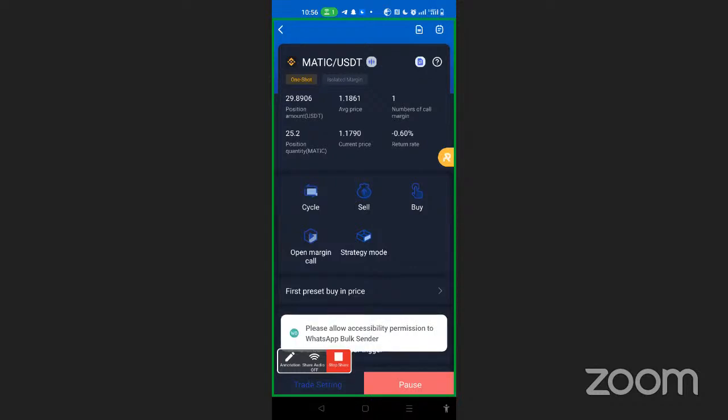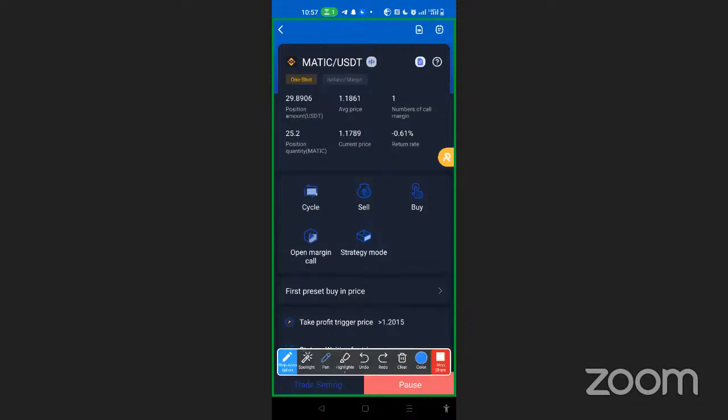All right, so let's go back to our topic. Now we are done with the first part. The second part is trading on cycle. What is cycle? Cycle is a continuous buy and sell process. The robot buys, the robot sells.